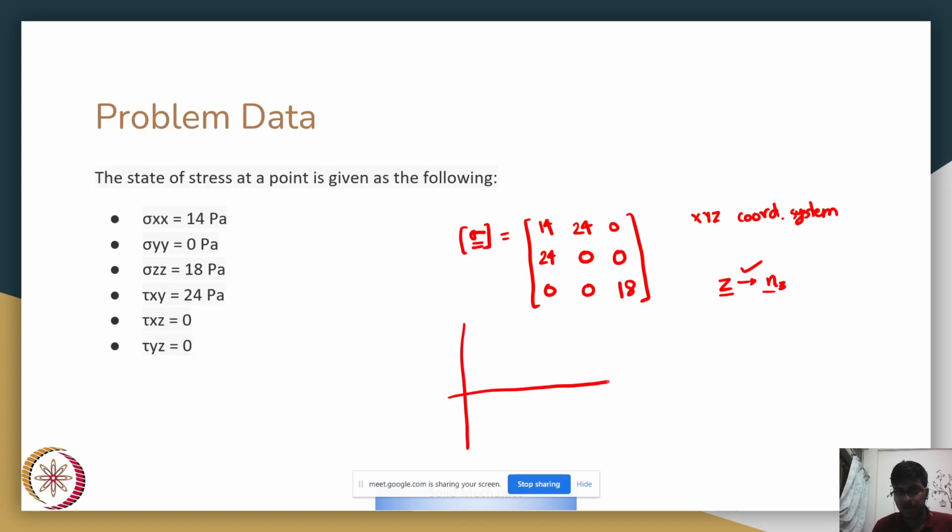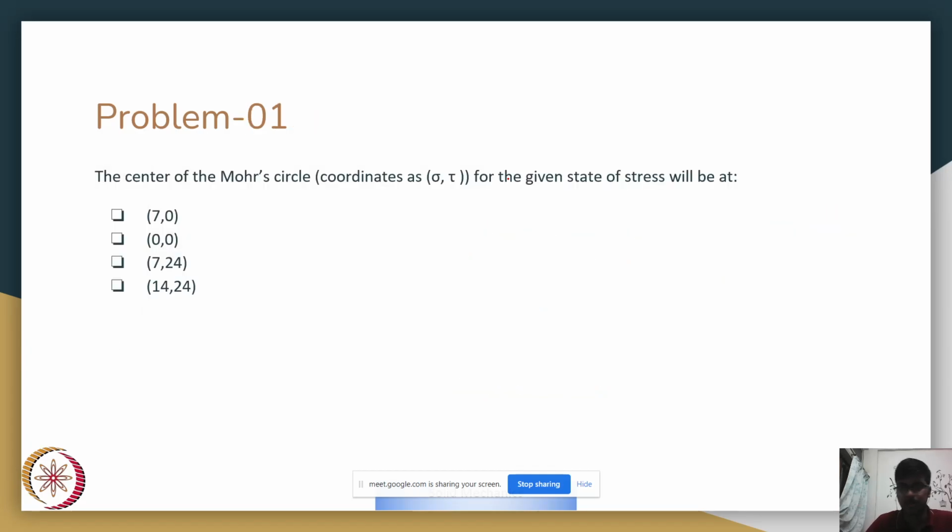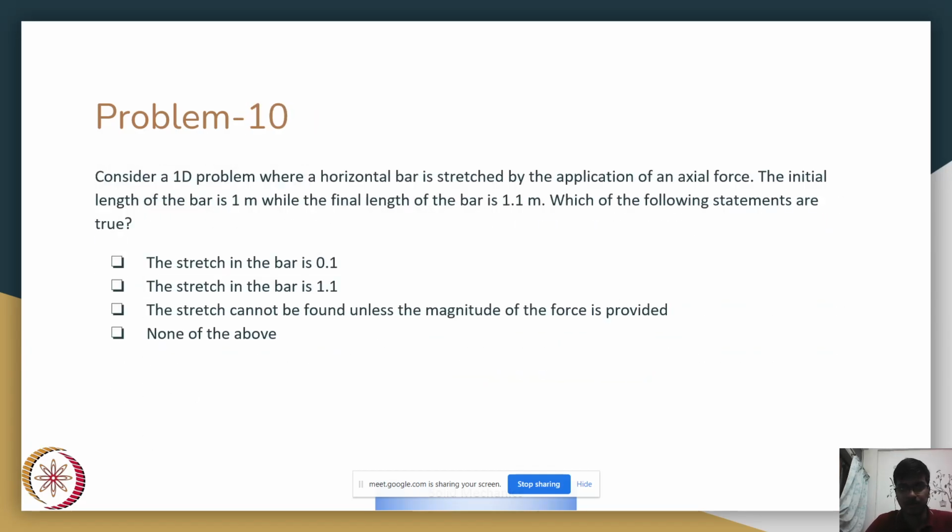Sir, can you please explain what is hydrostatic part and deviatoric part? I can't understand it in the lecture. Okay, so basically, one second, I'll go to the end. There's a blank slide. Yeah.